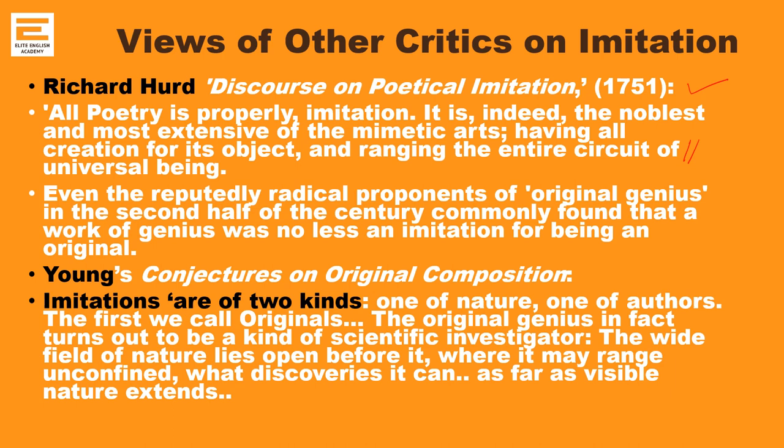Then Edward Young wrote a book called Conjectures on Original Composition, a possible question. He says that there are two kinds of imitation, one of nature and another of authors. There are some books in which nature is imitated as it is.